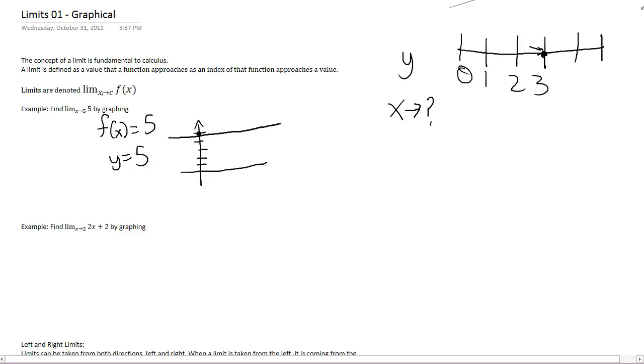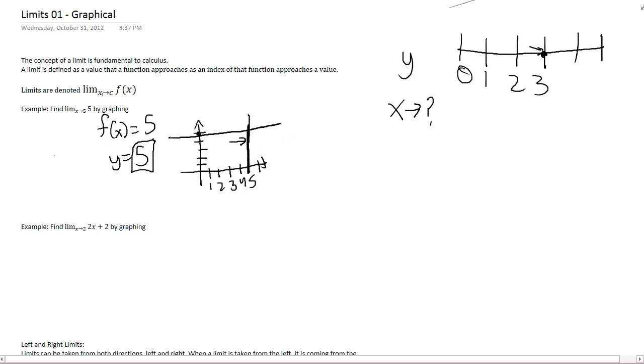Alright, so we have our axes, and I should probably draw some more x values here. So we have 1, 2, 3, 4, 5. Alright, and we're trying to find the limit as x approaches 5. So that happens right here. X is approaching 5. So when x is getting closer and closer and closer to this line, what is our y value? Well, our y value is quite simply going to be 5, because for this function the y value is always 5. So as x gets close to 5, y is equal to 5.